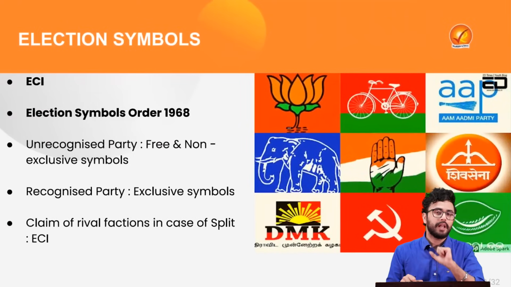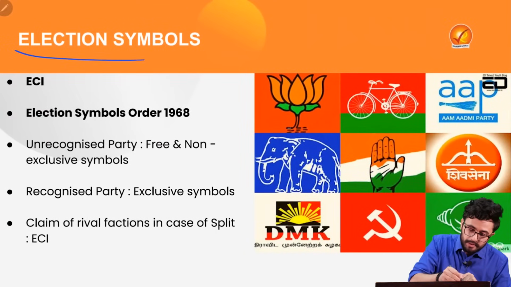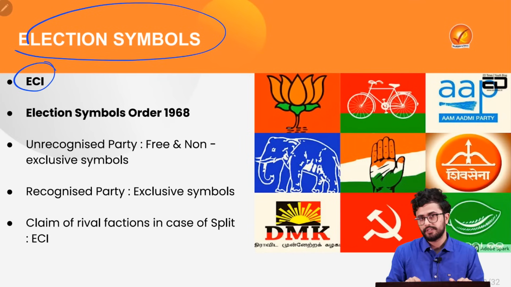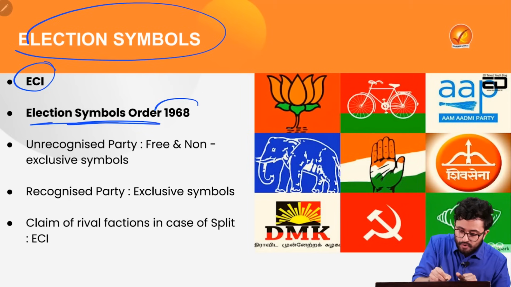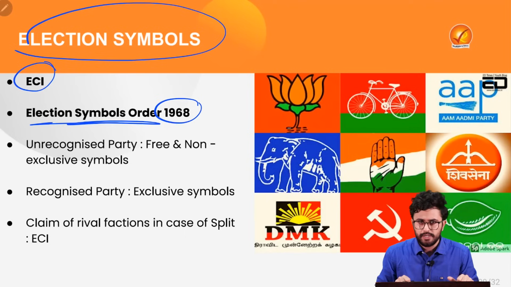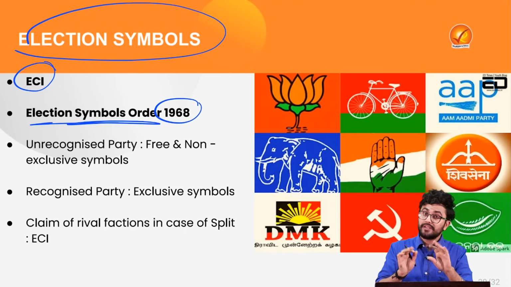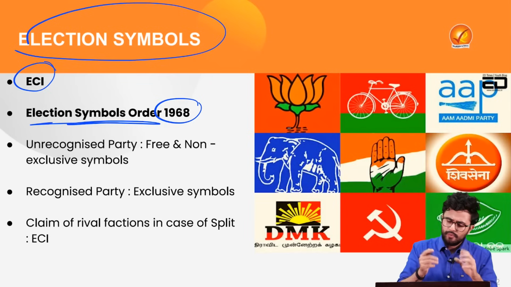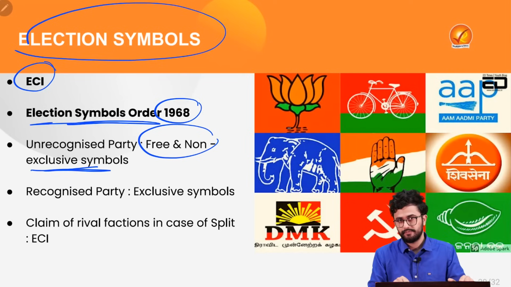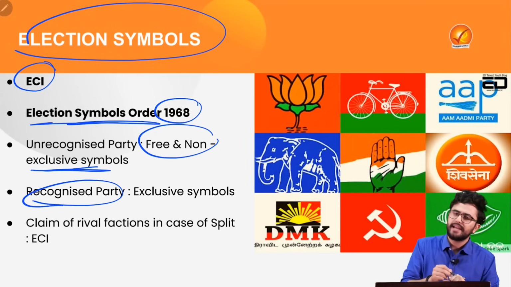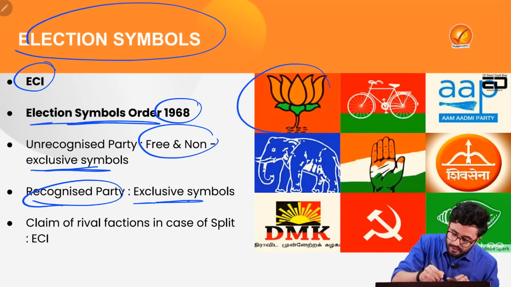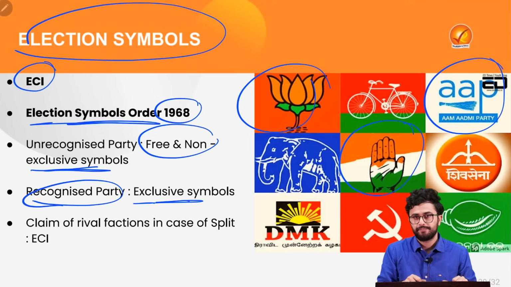And we move forward to the last news of the day, which talks about the election symbols allotted by the Election Commission of India under the Election Symbols Order 1968. Let's suppose you are an unrecognized party: you will not get a fixed or exclusive symbol, rather you will get any free symbol which is available, which will obviously be non-exclusive. However, if you are a recognized party, which means you are a state or a national party, then you will get exclusive symbols like this.